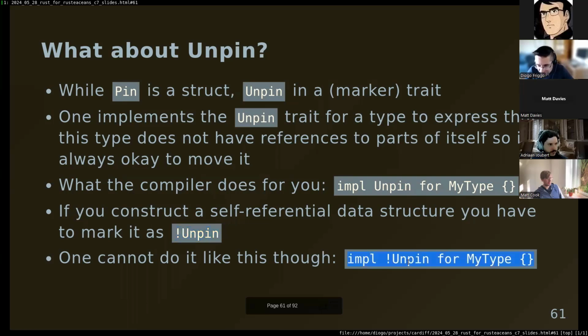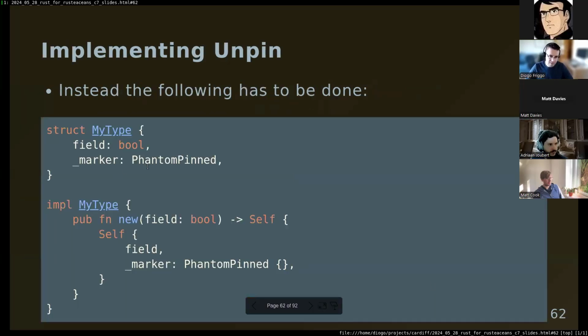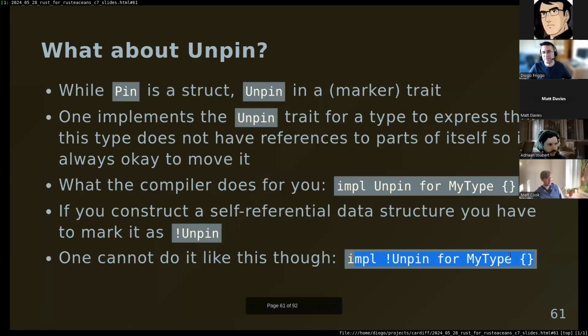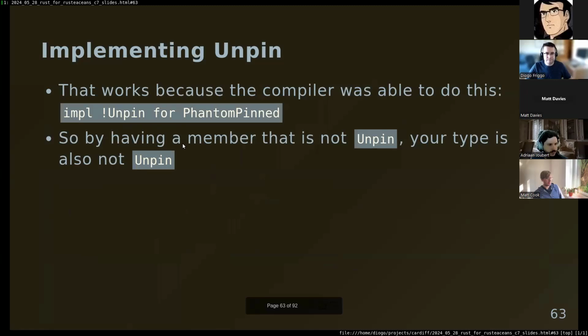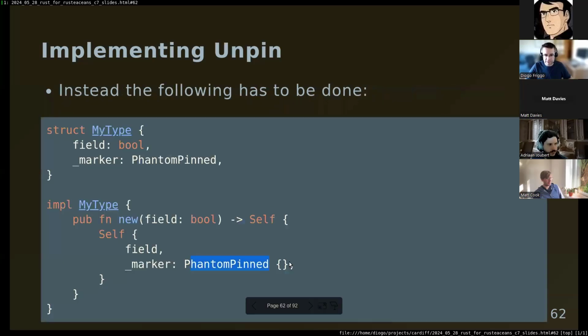And here I mentioned that you cannot use the syntax. What you can do is add a field to your struct that is itself not Unpin. And so by consequence, your type is not going to be Unpin as well. This achieves the effect as if you had said not Unpin. The compiler can do this; you as a user cannot. And so the compiler has done this for PhantomPinned, and that's why we use it here.